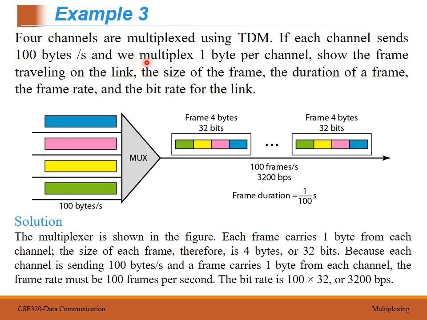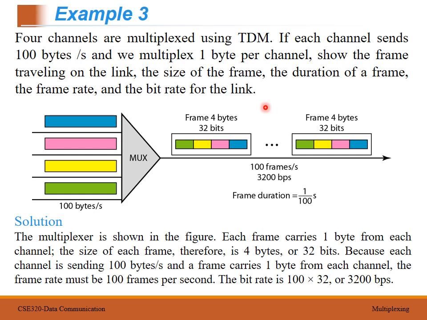Then it says that if we multiplex 1 byte per channel, that means we are sending 1 byte from this channel to the multiplexer, 1 byte from this channel to the multiplexer, 1 byte from this channel to the multiplexer, and 1 byte from this channel to the multiplexer. So we have to show the frame traveling on the link, the size of the frame, the duration of the frame, the frame rate, and the bit rate of the link.